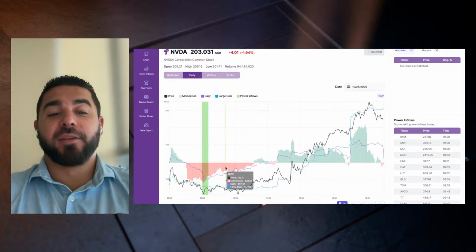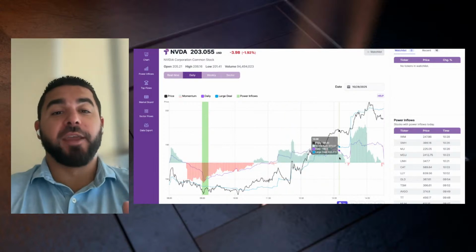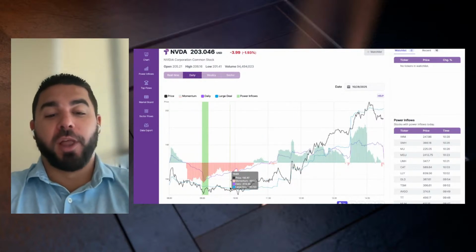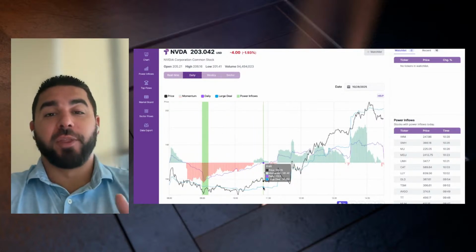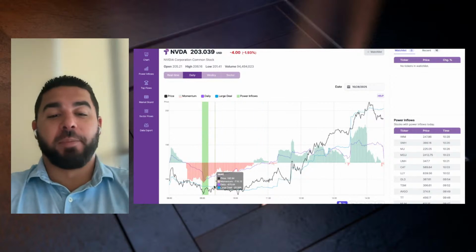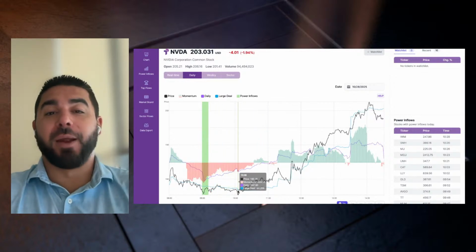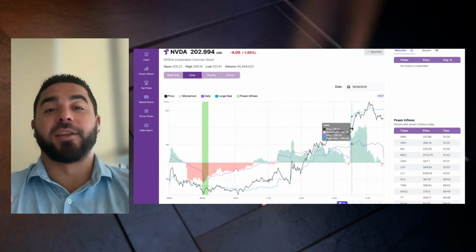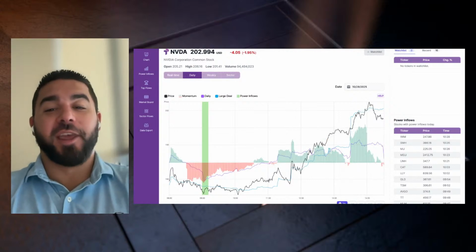The red shade started to thin out, eventually turned green throughout the rest of the day, indicating that on the retail side, there was a huge shift towards the buy side. And then also with that light blue line, that institutional flow, that large deal flow, you can see what happened with that. It trended downward for the first couple hours of trading and then quickly reversed itself. And you can see how much that increased throughout the rest of the day. It really picked up and skyrocketed towards the end of the day.